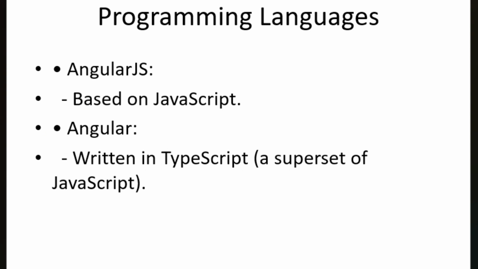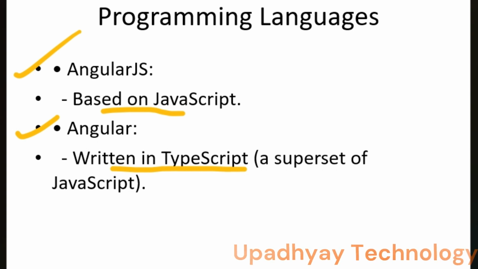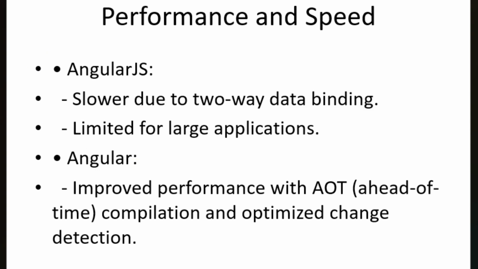Programming languages. This slide covers the programming language differences. AngularJS is built using JavaScript, which was the primary language for web development at the time. Angular, however, is developed using TypeScript, a superset of JavaScript. TypeScript adds features such as static typing, making it easier to catch errors during development and enhancing maintainability, especially in larger projects. Performance. This slide explains performance improvements in Angular.